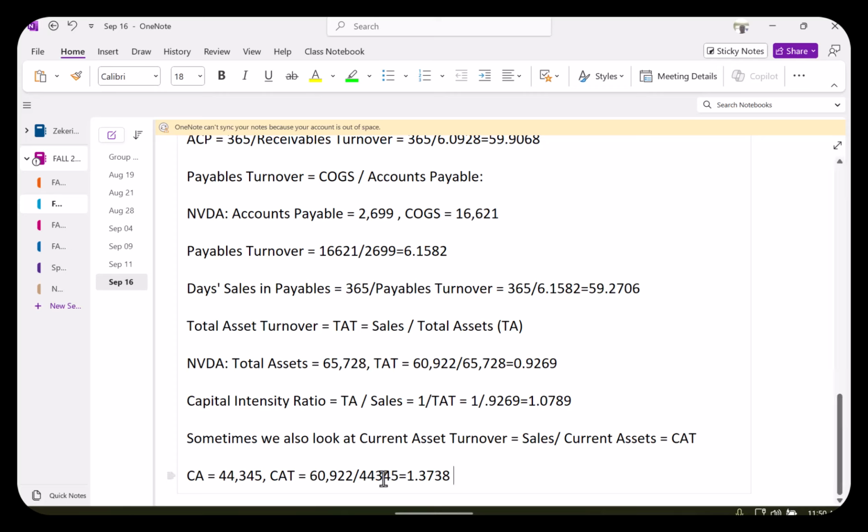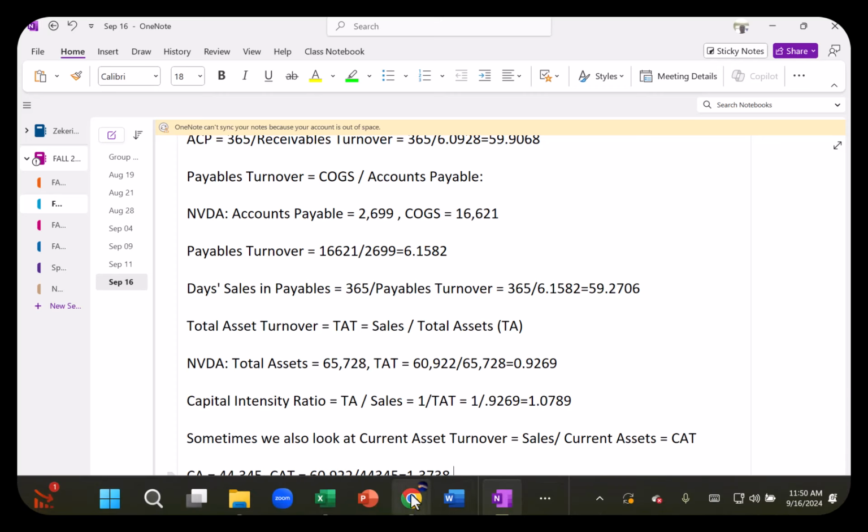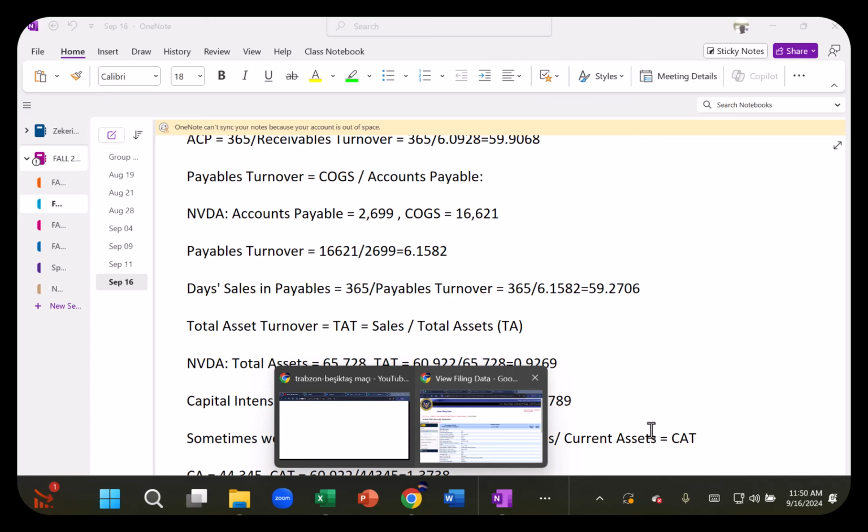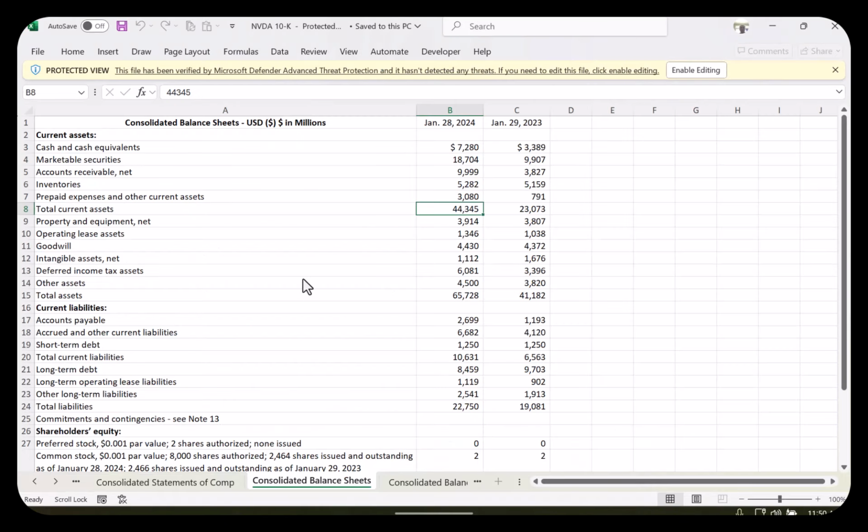One of the reasons that's that low, if you look at it, NVIDIA has about $26 billion worth of cash and cash equivalents and stuff.